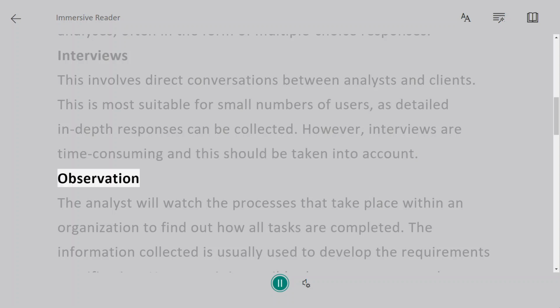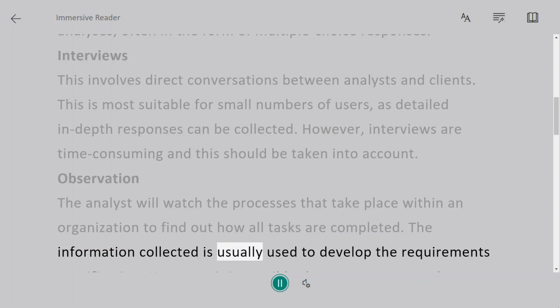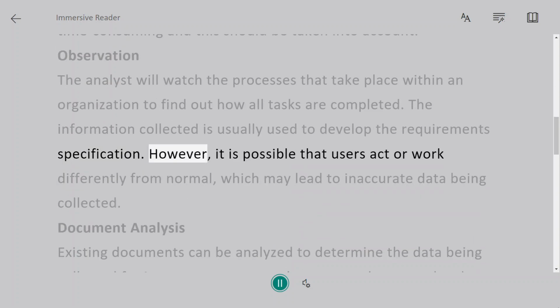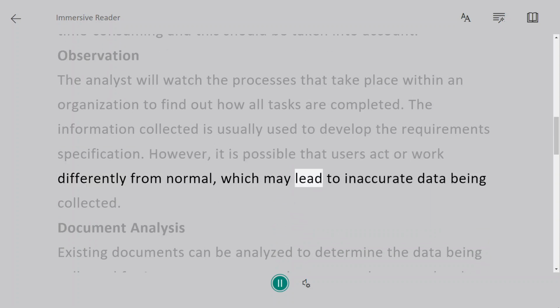Observation. The analyst will watch the processes that take place within an organization to find out how all tasks are completed. The information collected is usually used to develop the requirements specification. However, it is possible that users act or work differently from normal, which may lead to inaccurate data being collected.